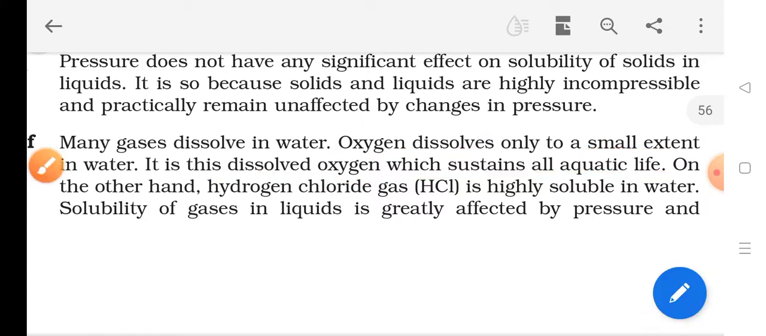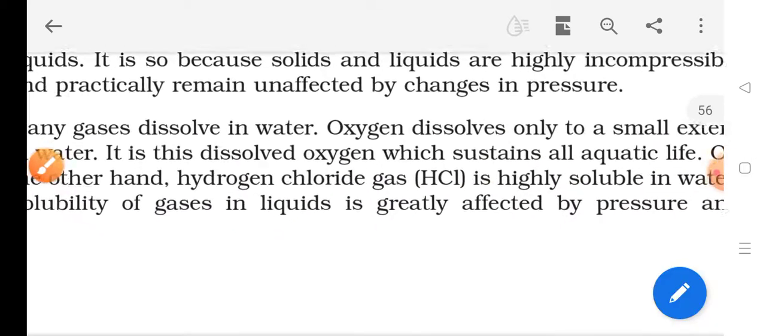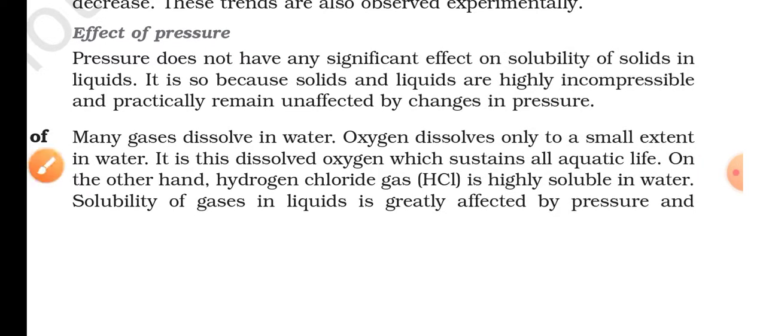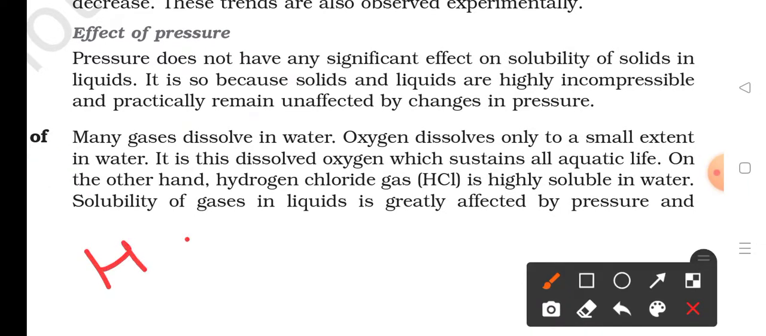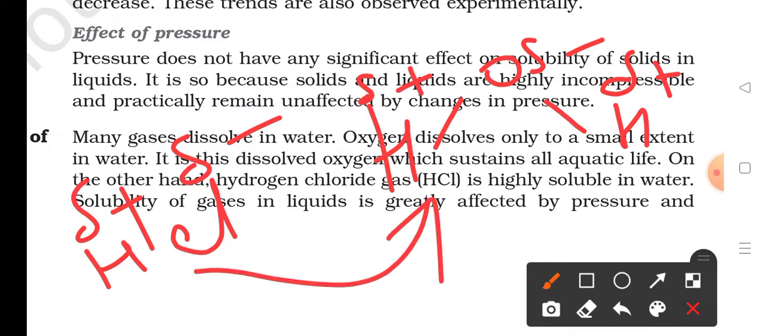Okay, so on the other hand, hydrogen chloride gas is highly soluble in water. Now, if I ask you why hydrogen chloride is highly soluble, maybe you can give the answer: in HCl, chlorine is highly electronegative, so it has a negative charge and hydrogen has a positive charge. So that means it's also polar, and we know that H2O is also polar. So what happens? HCl dissolves in H2O very easily.